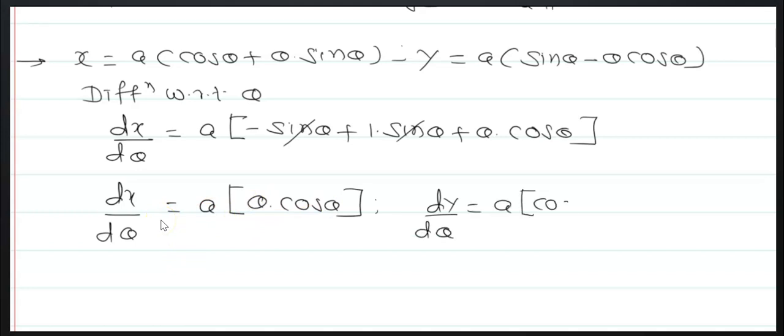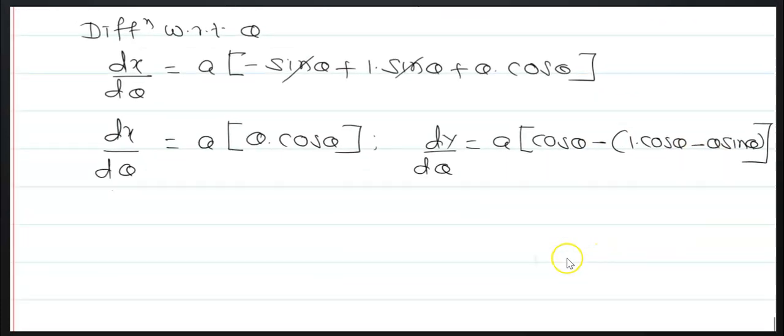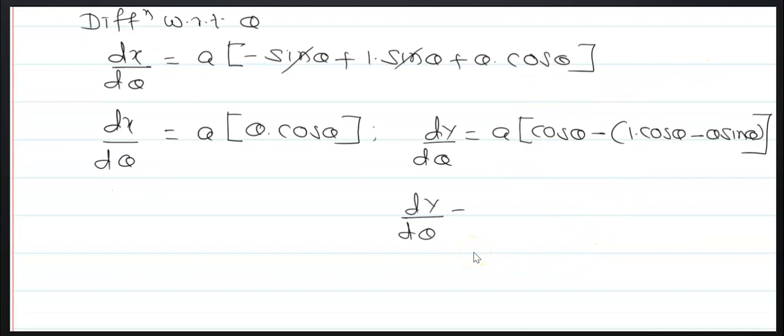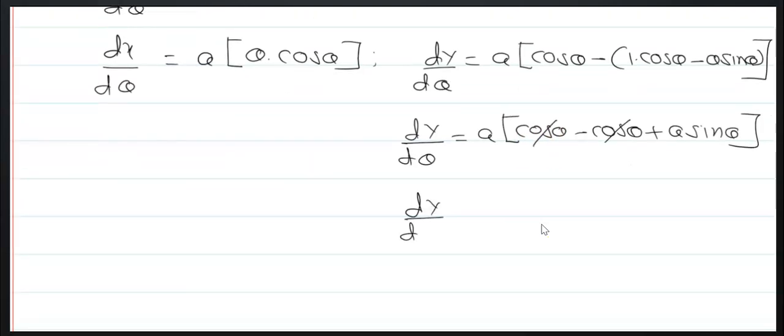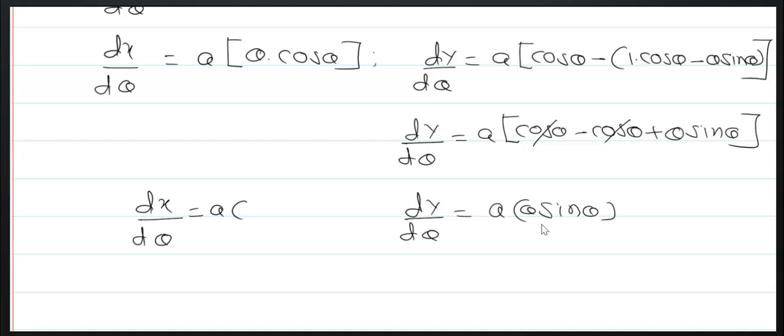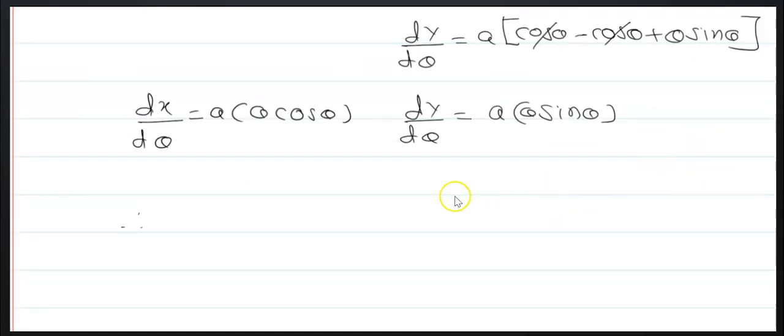Similarly, dy/dθ: a times the derivative of sin θ is cos θ, and apply the product rule. Minus the derivative of θ is 1 times cos θ, minus θ times the derivative of cos θ, which is minus sin θ. Plus cos θ minus cos θ get cancelled. You are getting dy/dθ equal to a in bracket, minus minus will become plus, a θ sin θ. So dx/dθ is a(θ cos θ), and dy/dθ is a(θ sin θ).